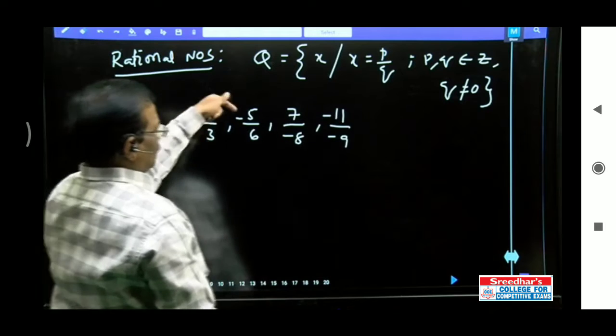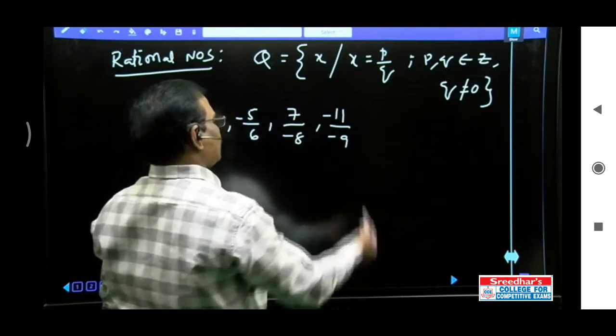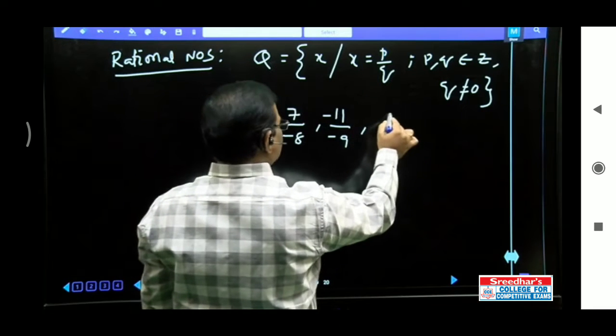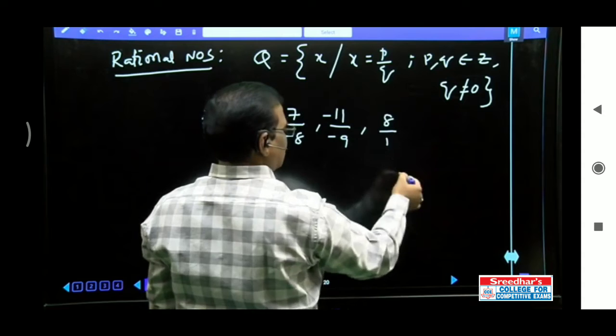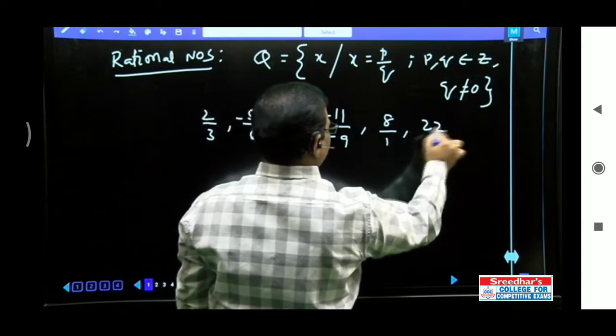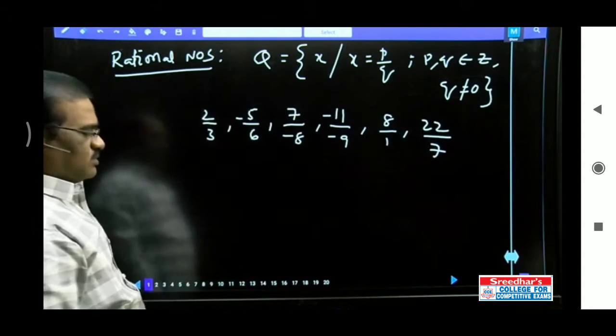Both are positive: numerator is positive, denominator is positive, or both are negative. It can be either way. Therefore integers are also included, like 8 by 1, which is actually an integer. Therefore 22 by 7 and these are all examples of rational numbers.